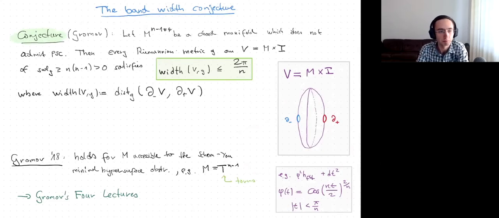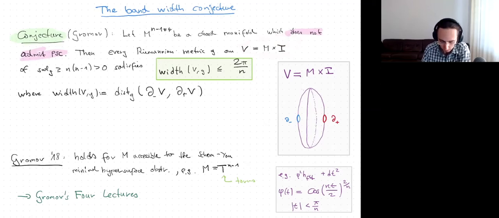This is the so-called bandwidth conjecture, which states that if you have a closed manifold M, which should have a dimension not equal to 4, and you also assume that it does not admit a metric of positive scalar curvature, and then you take the cylinder over this manifold. That's what Gromov calls a band in this context.